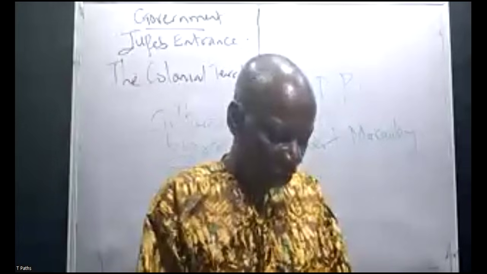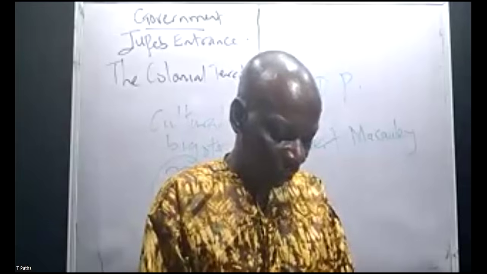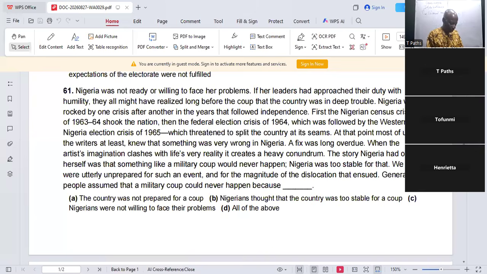Please take a look. Let's go on with the question, which was followed by the Western Nigeria election crisis of 1965, which threatened to split the country, as it seems. At that point, most of us, the writer at least, knew that something was very wrong in Nigeria. A fix was long overdue. When the artist's imagination clashes with life's very reality, it creates a heavy conundrum. The story Nigeria had of ourselves was that something like a military coup would never happen. Nigeria was too stable for that. We were utterly unprepared for such an event.